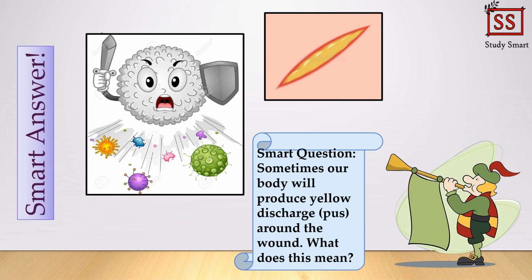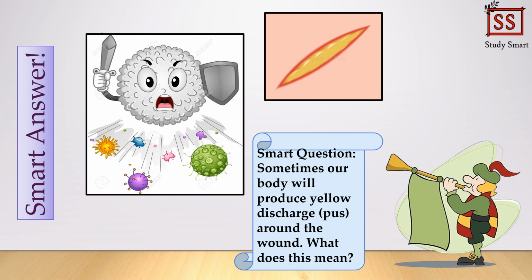Alright students, time for the smart answer to our smart question. My smart question for you was, sometimes our body will produce yellow discharge around the infected area. This is also called pus. What is our body trying to tell us by forming the pus? What does it mean? Have you found the answer yet?